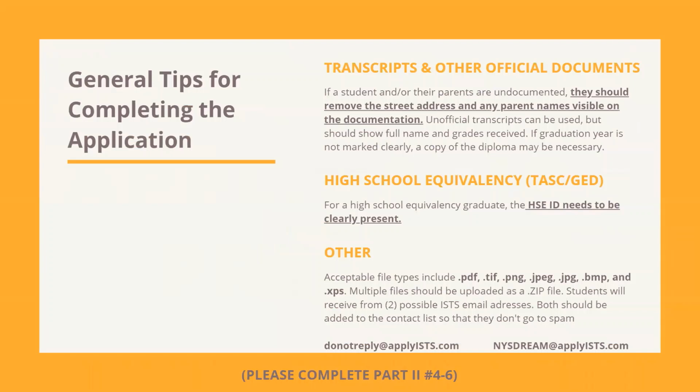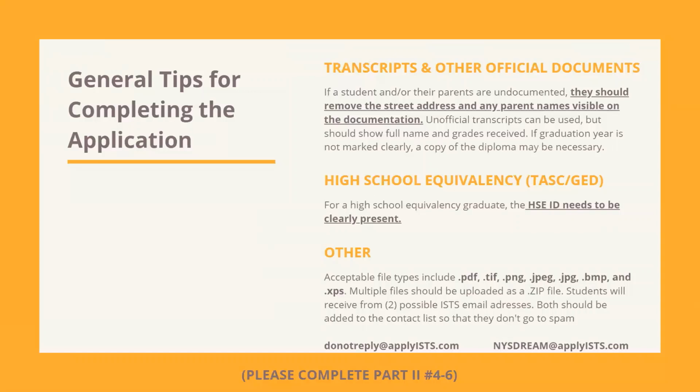Some general tips for completing the application are that all of the transcripts and other official documents that you include should have all of the personal information from you or your parents, who might be undocumented, blacked out. You should remove the street address and any parent names visible on the documentation. You can use unofficial transcripts, but they should show your full name and your grades received. And like I mentioned previously, if the graduation date or expected graduation date is not clearly marked, then you must include your New York State high school diploma.